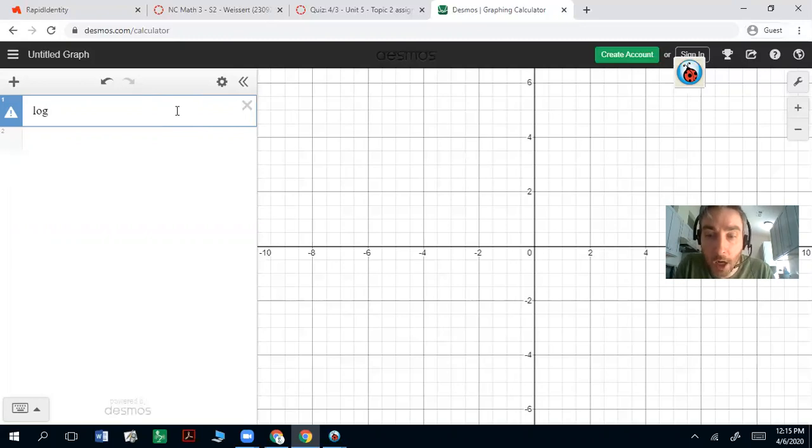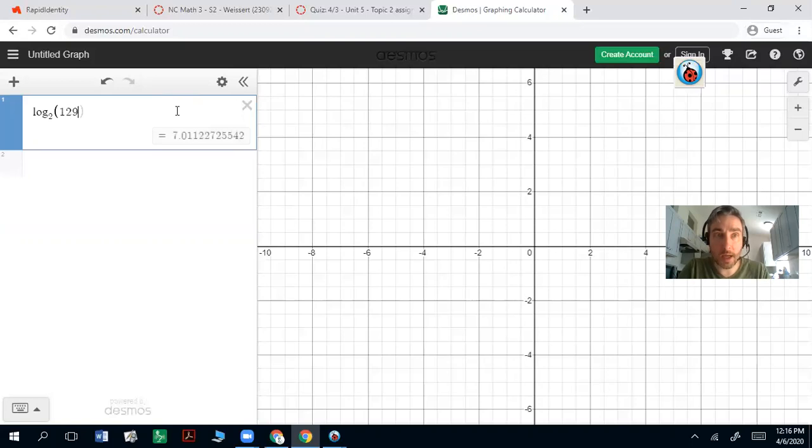Then you're going to hit the minus button next to the 0. That gives you a base to pull down. Type in 2. Then you're going to hit the right arrow. Then you can put your 128. Use parentheses if you'd like. Same thing. 7 is your answer. You can do a lot of these just like that.